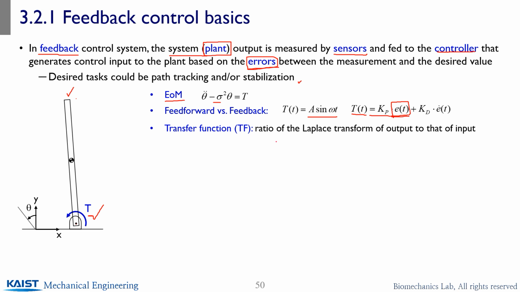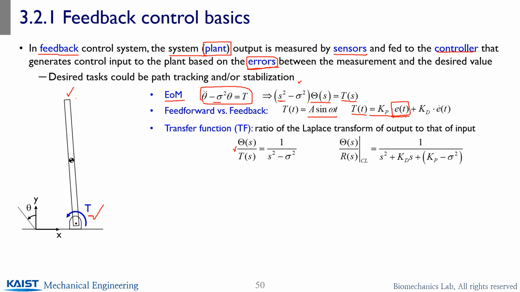Okay, do you remember what the transfer function is? Yes, a transfer function is the ratio of the Laplace transform of the output to that of the input. So for the equations of motion, if you take the Laplace transform of both sides, what you have is theta of s and T of s, and the double dot becomes s squared in the Laplace transform, assuming zero initial conditions. So if you divide output by input, what you have is a transfer function which is 1 over s squared minus sigma squared.